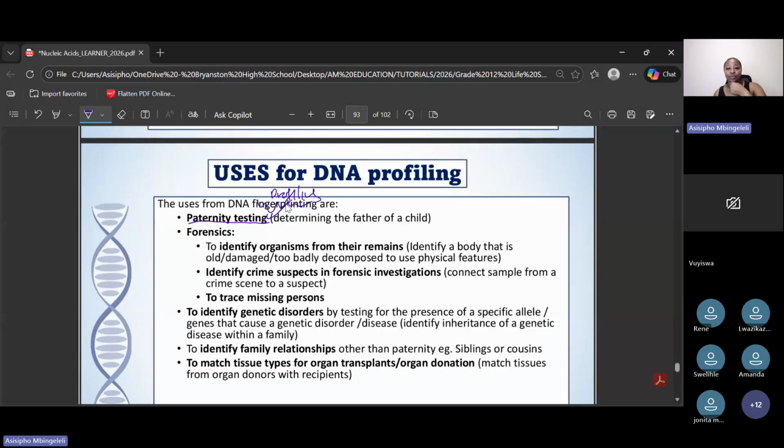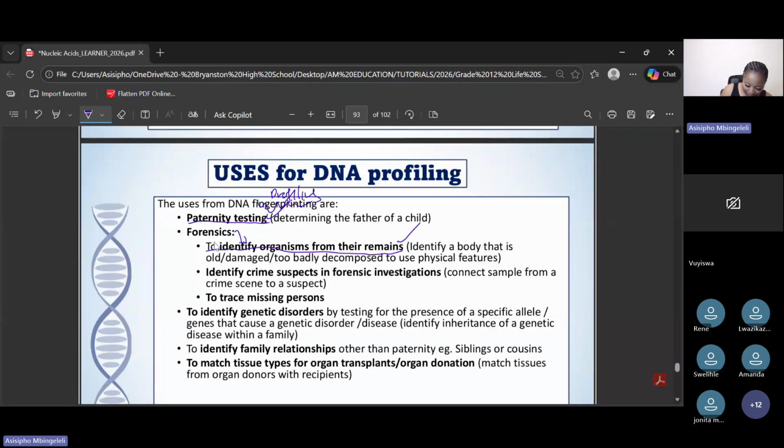Then DNA profiling can also be used in forensics, but please note for this point, you can't just write forensics. They won't give you a mark. You say forensics to identify organisms from their remains, then that's a mark. So if they find a person that has obviously unfortunately died, they're able to run their DNA quickly and then identify that person. So for this one, you will need to say forensics and then you add the point. If you just say forensics, no marks.